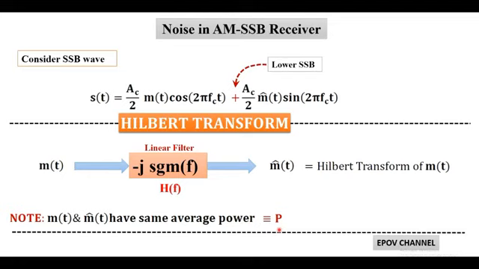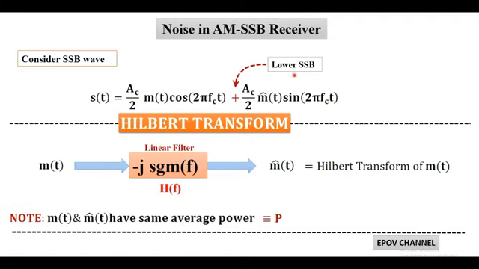So in SSB wave, the first term includes message signal m(t) with cos 2πfct and it is called in-phase component, and the second term includes Hilbert transform m^(t) multiplied by sin 2πfct, known as quadrature component. Here the plus sign between the two terms represents that lower sideband is retained.